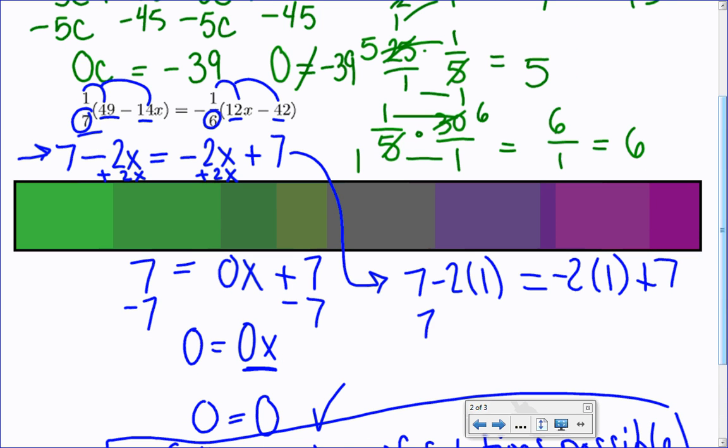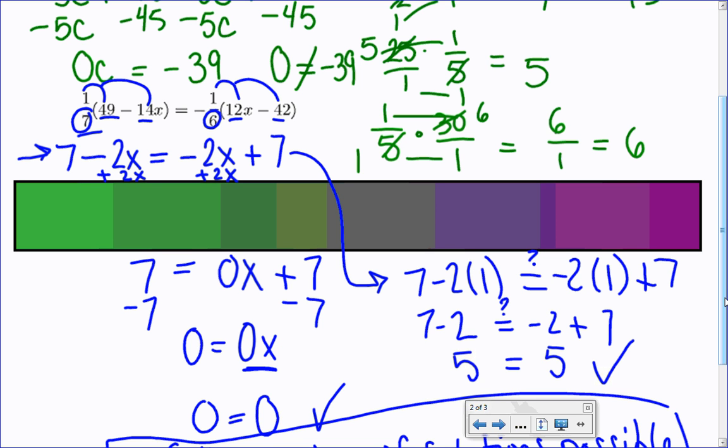So we get 7 minus 2. Does that equal, we're asking a question, does that equal negative 2 plus 7? Well, of course it does. 7 minus 2 is 5. Negative 2 plus 7 is 5. So x equals 1 is a solution, but you could plug in an infinite number of values.